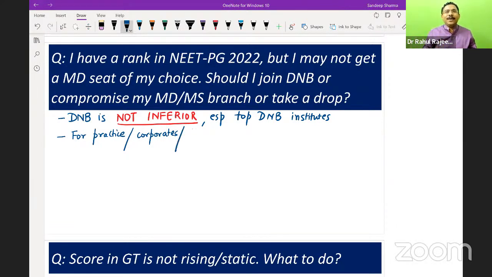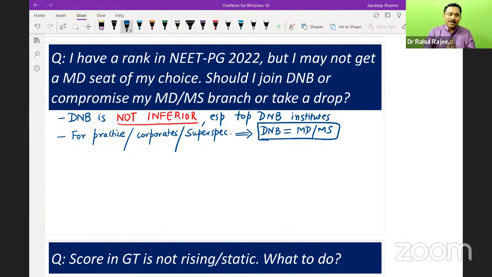Suppose in the case of my branch, medicine, when I did my super specialty, some of my colleagues had taken DNB medicine and then went on to take super specialty. At the end of the day, both of us have done DM neurology from a particular institute. So please remember, in many colleges, DNB is equivalent, or maybe as good as, MD colleges.